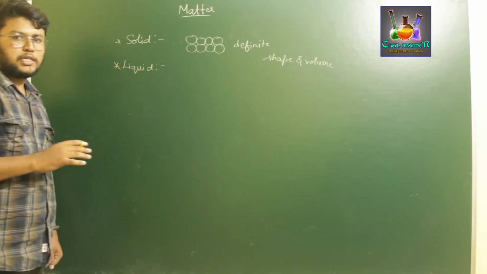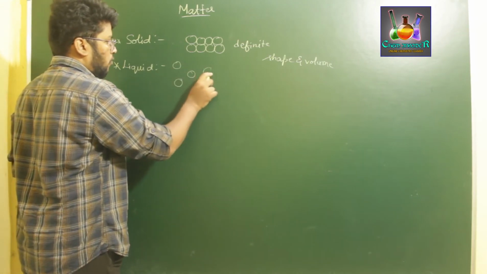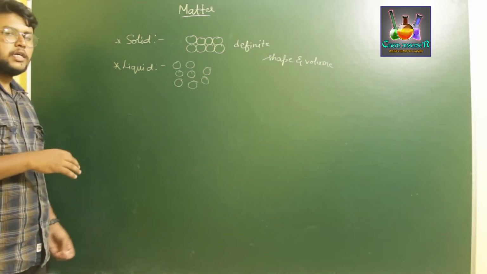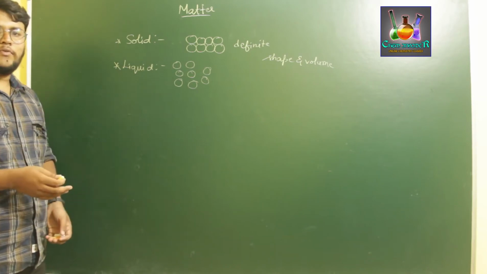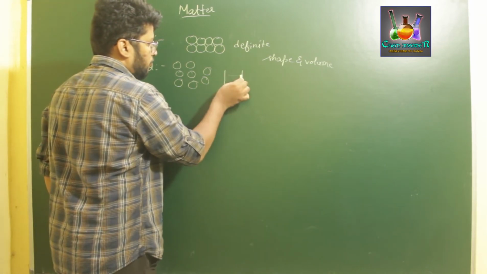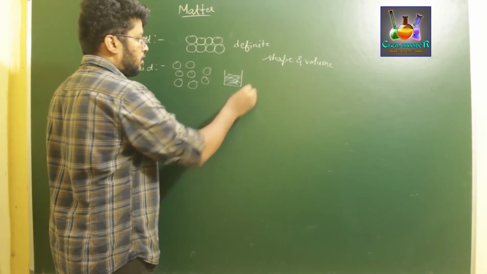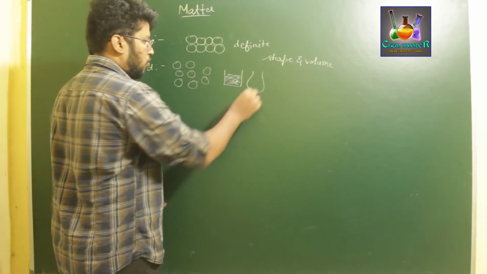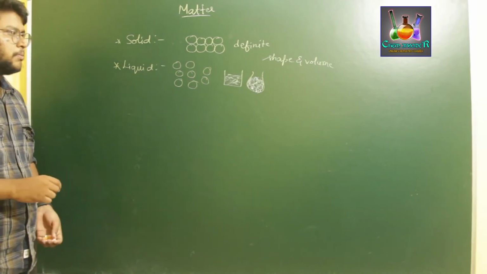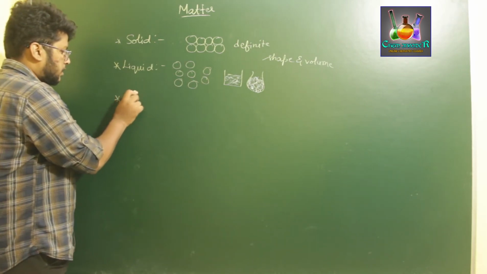And for liquids, they have a very low interparticular force of attraction, hence they have volume, but they don't have a particular shape. If you take a liquid in a container, the shape of the liquid will be the shape of the container. If you fill liquid inside this container, the liquid will hold the shape of the container. So liquids have definite volume, but they have a shape similar to that of the container in which they are taken.